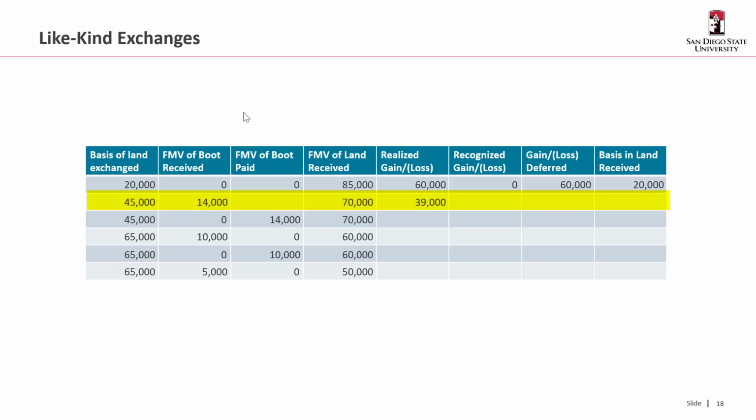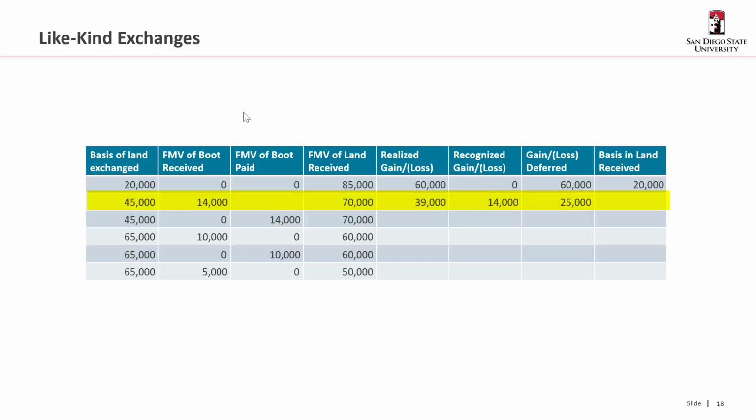How much of that gain do you recognize? Well, you're going to recognize your realized gain to the extent of boot received. So you've received 14,000. As a result, you'll recognize 14,000. The remaining 25,000 of your gain is deferred.